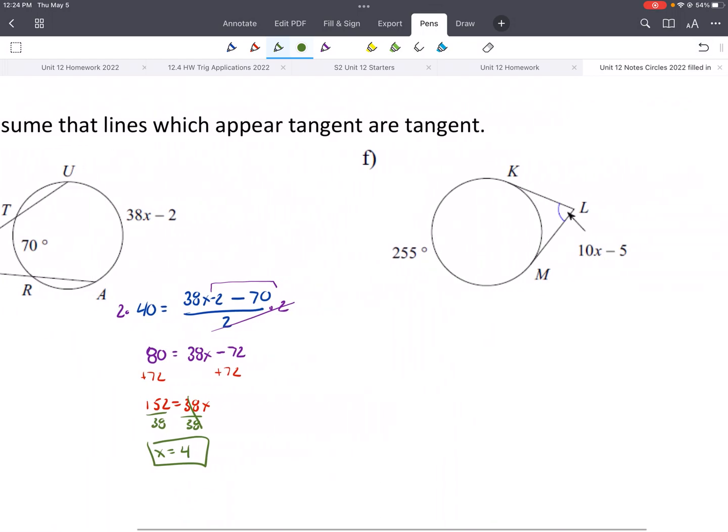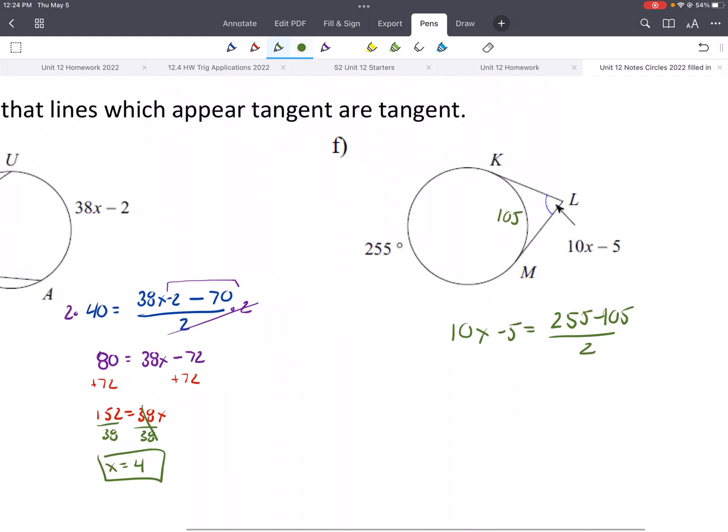Okay, F is about the same. If you have any questions, let me know. Again, this is two tangents, so we can do 360 minus 255. So I think that's like 105. And then we'll just do the same sort of thing. I guess we could write it out. We still have time, right? So 255 minus 105 over 2. Okay.